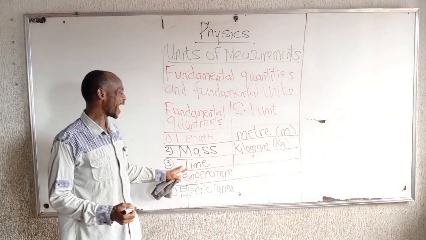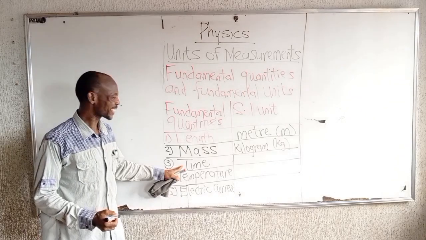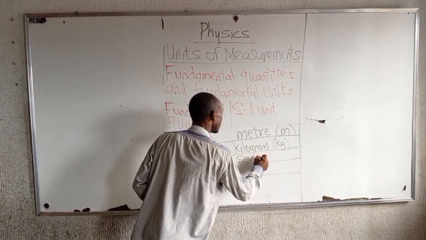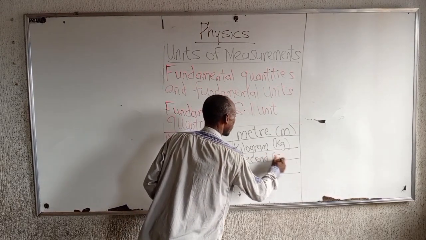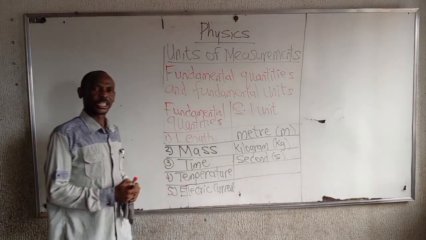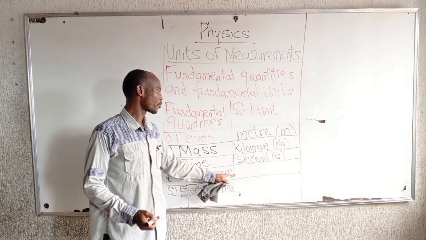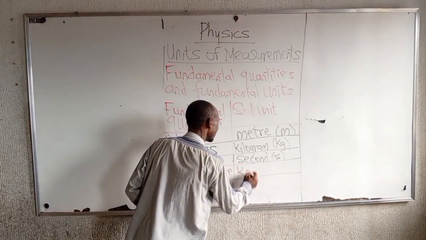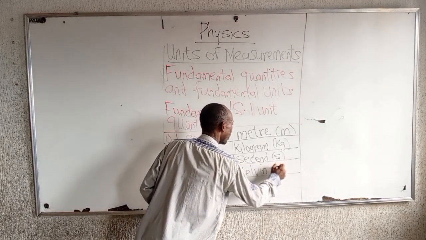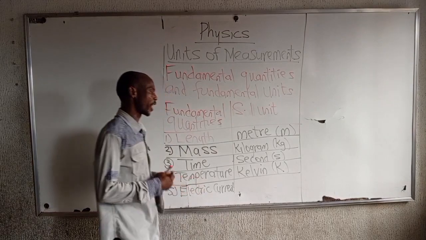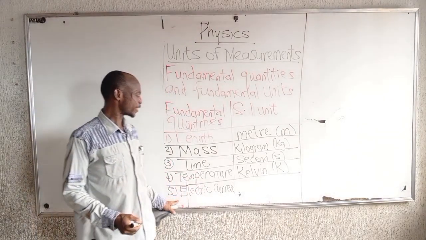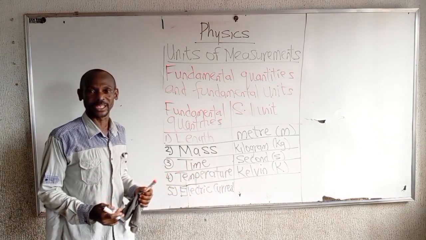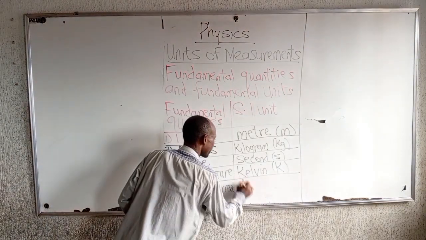We also have time. The SI unit for time is second. The symbol is small letter s. Then we have temperature. The SI unit for temperature is Kelvin. The symbol is capital K. And we have electric current. The SI unit for electric current is the ampere.